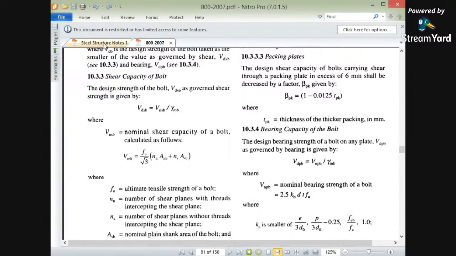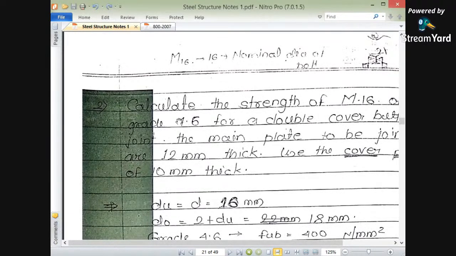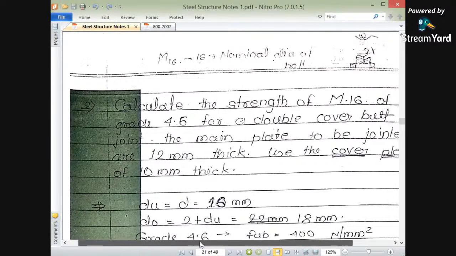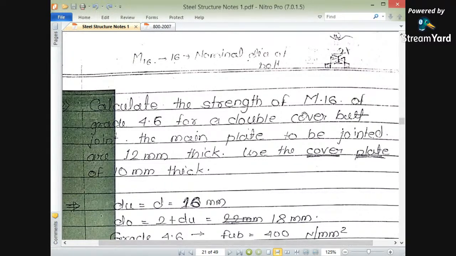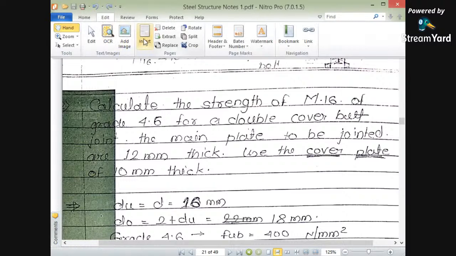Here I am reading this problem. Calculate the strength of M16 bolt of grade 4.6 for a double cover butt joint. So here there is a double cover. Already in previous lectures we have seen the single cover butt joint also. Here there is a double cover butt joint. What is a butt joint? A butt joint is nothing but the joint which has been taken care of. I will draw this butt joint.